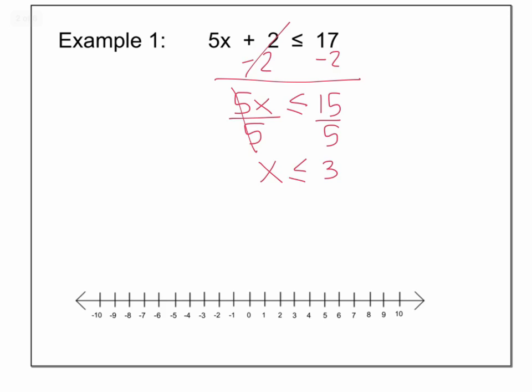As you learned yesterday, a less than or equal to will require a closed circle on positive 3. And then we want to shade the region of the number line that indicates all of the values less than that as well.